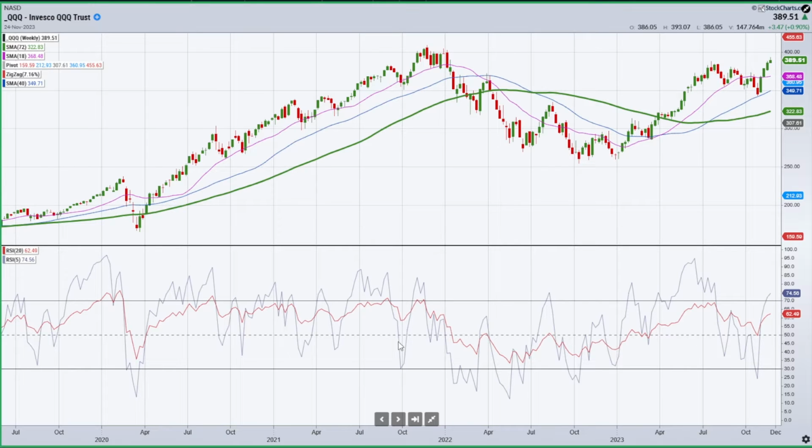So if you notice, I just have a single chart up of the QQQ on a weekly basis. Now, normally I like to look at multiple time frames, but just to get this point across, I want to show you this specific pattern in one time frame, and I'm going to show you in multiple charts.